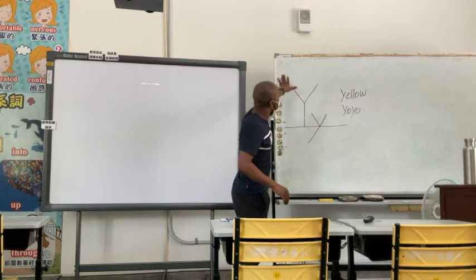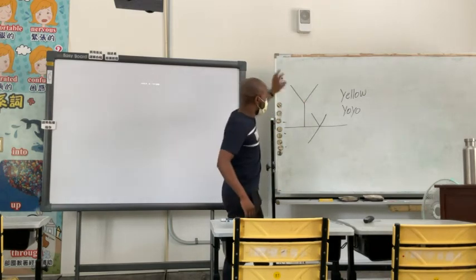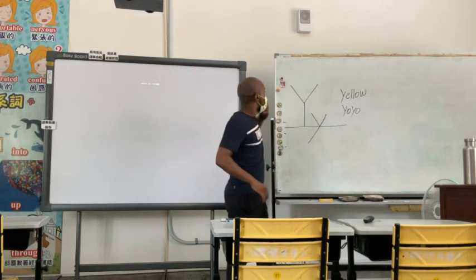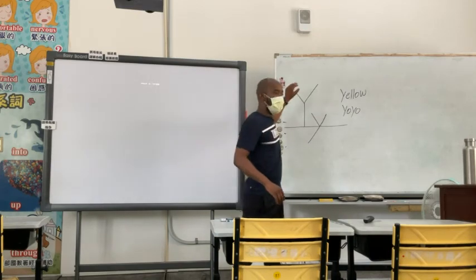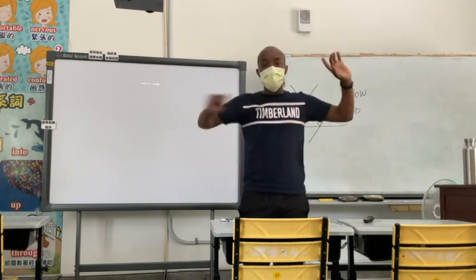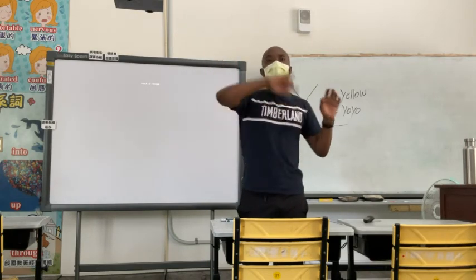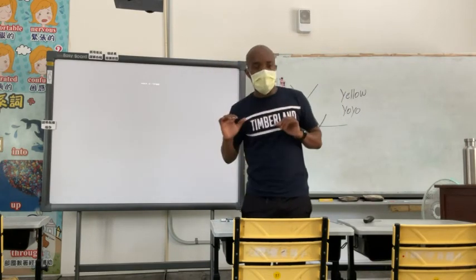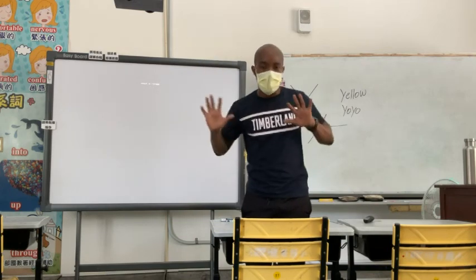We have a capital letter Y and a small letter Y, okay, so we say Y, yeah. And then the last one was Z, z, z, zebra.